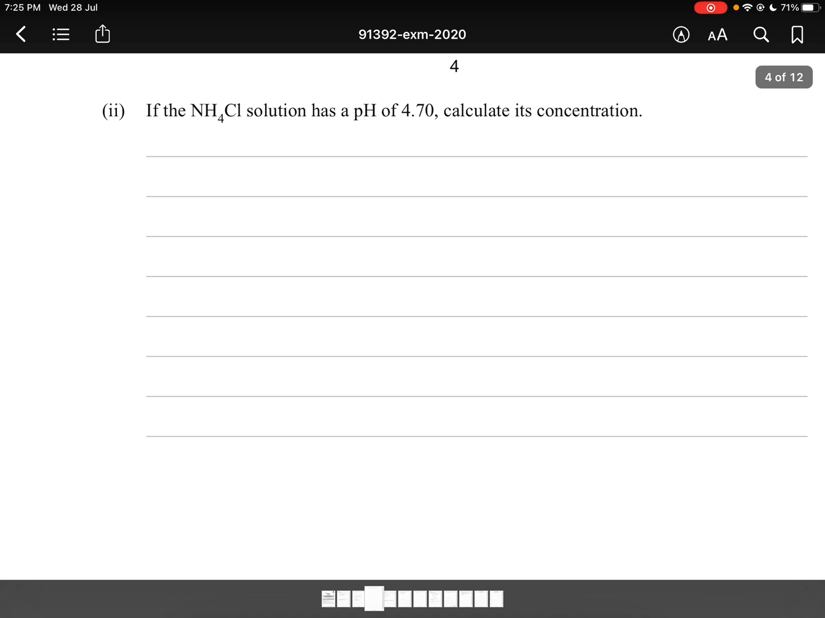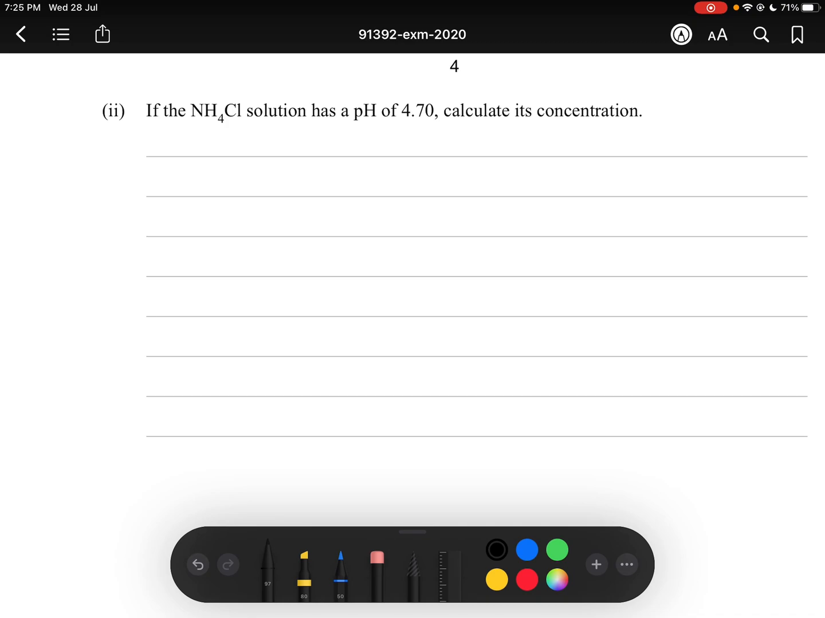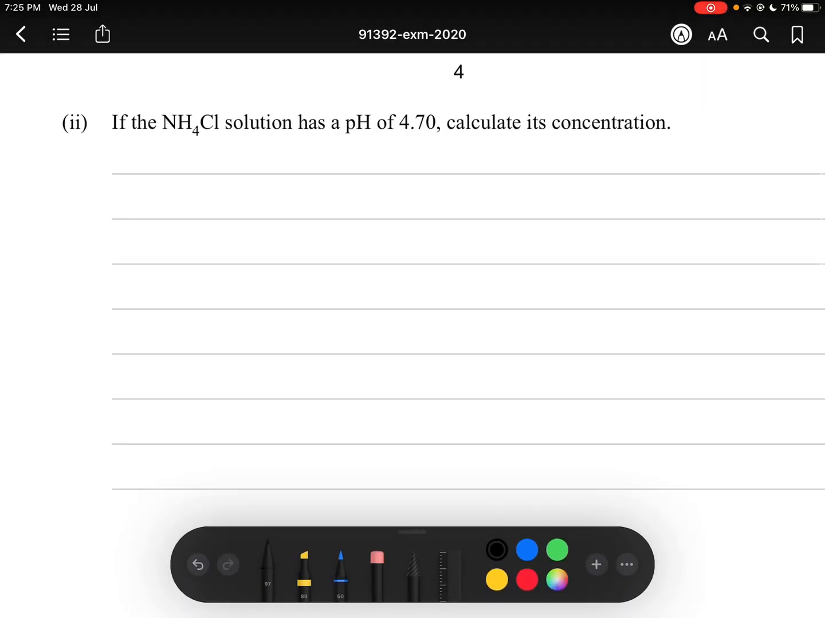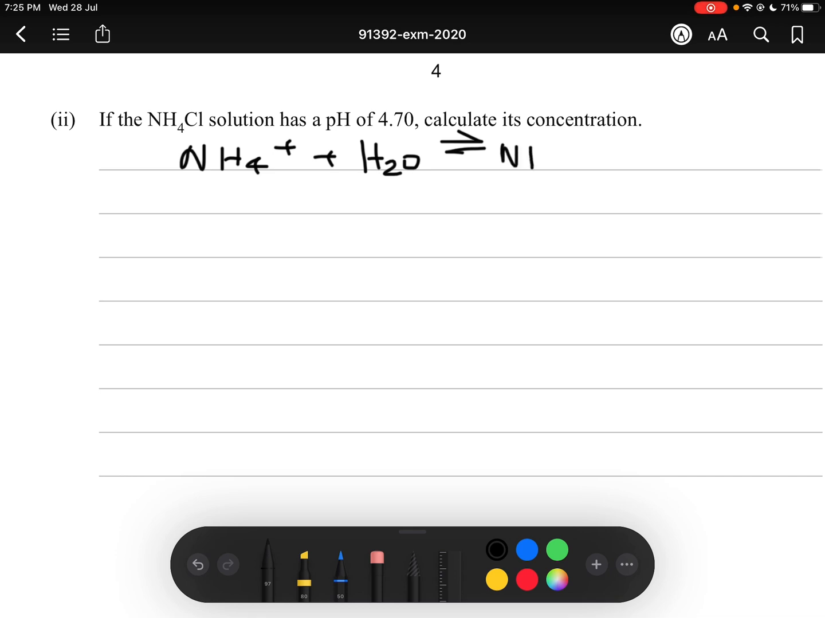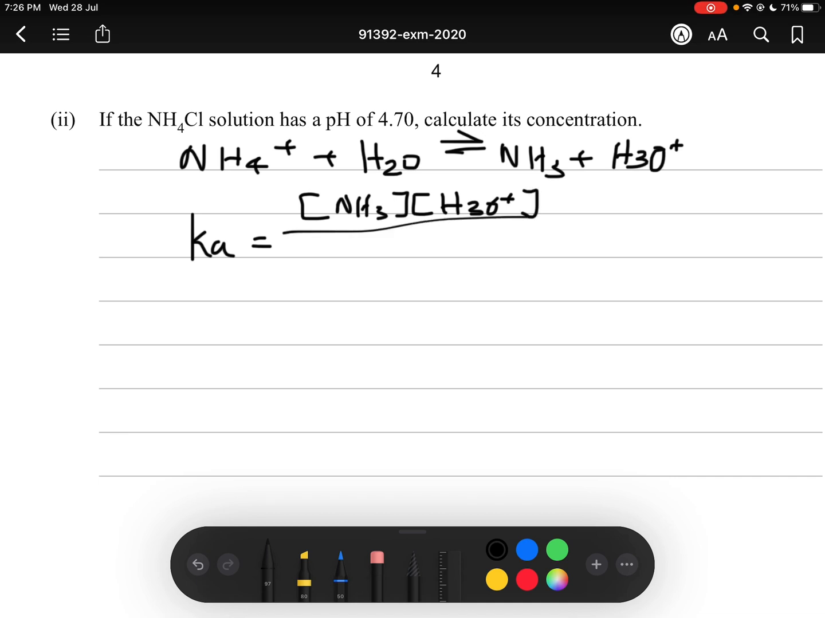Alright, so looking at question II, if the NH4Cl solution is a pH of 4.7, calculate its concentration. So what I like to do for these calculate concentration questions, I like to write out the equation first. So I'll have our NH4 plus. That's going to react with our water partially to create some NH3 and some hydronium ions. And if we write our equation for our Ka, we can say Ka is equal to our NH3 and our hydronium all over the concentration of NH4 plus.